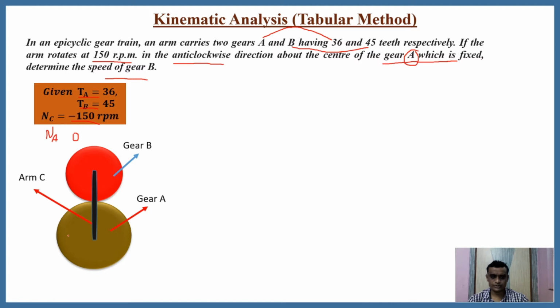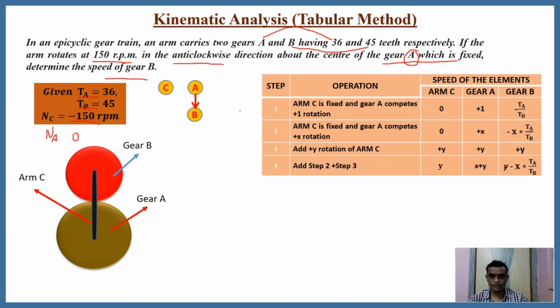Again we need to use the same gear train. Gear A has a small number of teeth, so it should be the smaller one. I have considered the earlier example, that's why it looks larger, but it should be smaller. The number of teeth on gear A is 36, and on gear B is 45, and the arm rotates in the anti-clockwise direction at 150 rpm. C is the arm, and from A motion is given to B.